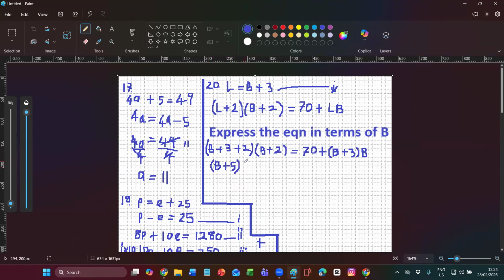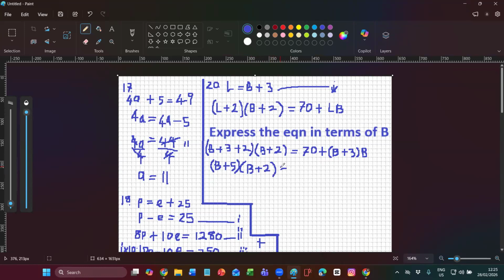What else? Times b plus 2. Hey, I'm even seeing that it looks like a quadratic equation is going to come out from this. But there's no problem. I'm sure it's something that we can solve.